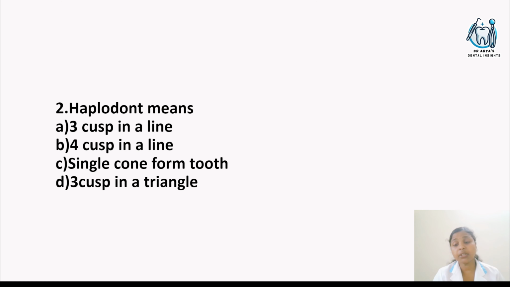Coming to haplodont. What is haplodont? Is it 3 cusps in a line, or 4 cusps in a line, or single cone form tooth, or 3 cusps in a triangle?